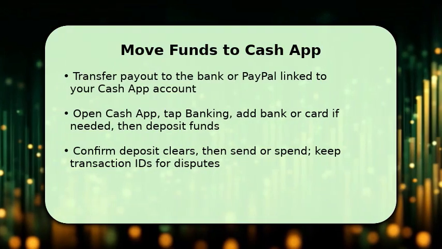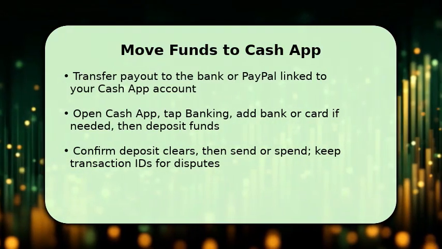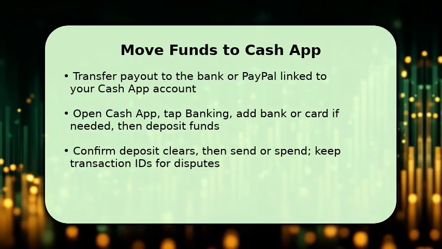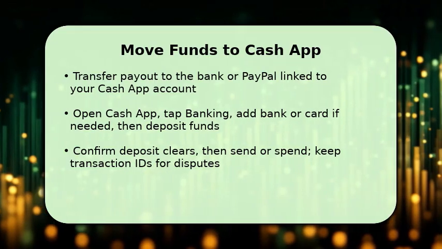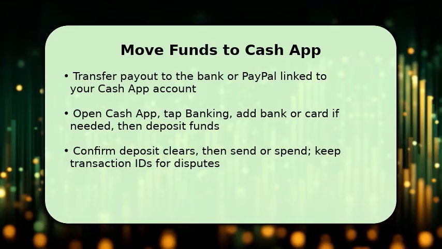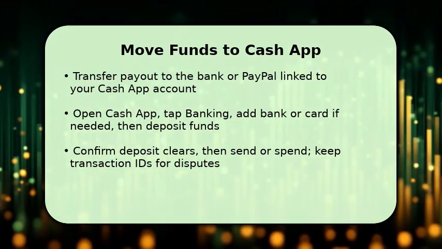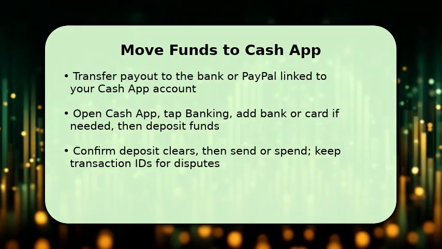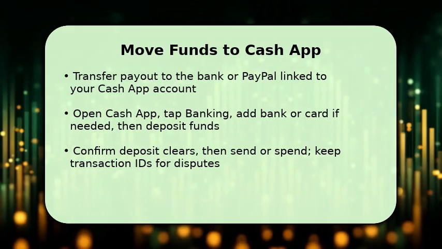Finally, get the payout into Cash App by transferring from your bank or PayPal that's linked to Cash App. If the exchange sent ACH or bank deposit, confirm the deposit in your bank app, then open Cash App, tap banking, and add or verify that bank to cash in. If using PayPal, withdraw to your bank first or link PayPal to Cash App where supported. Once funds clear, they appear in Cash App. Keep transaction ID and receipts.